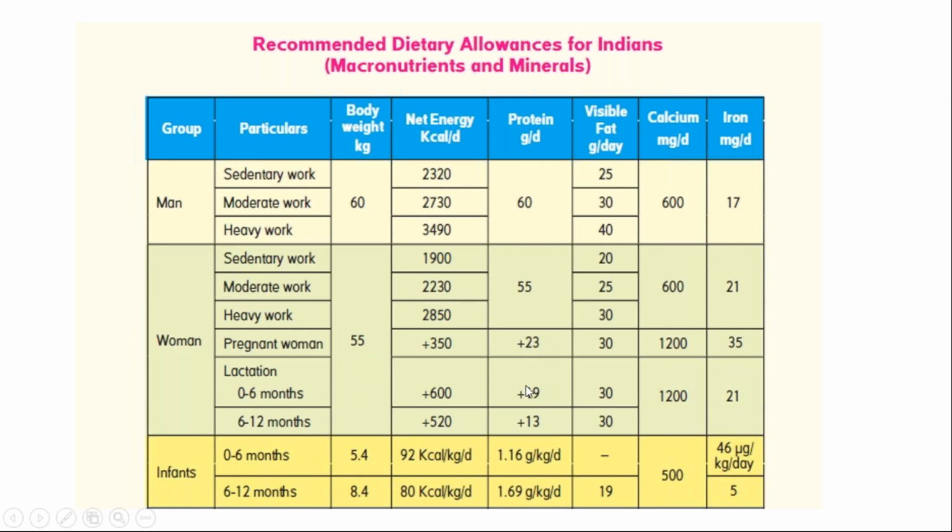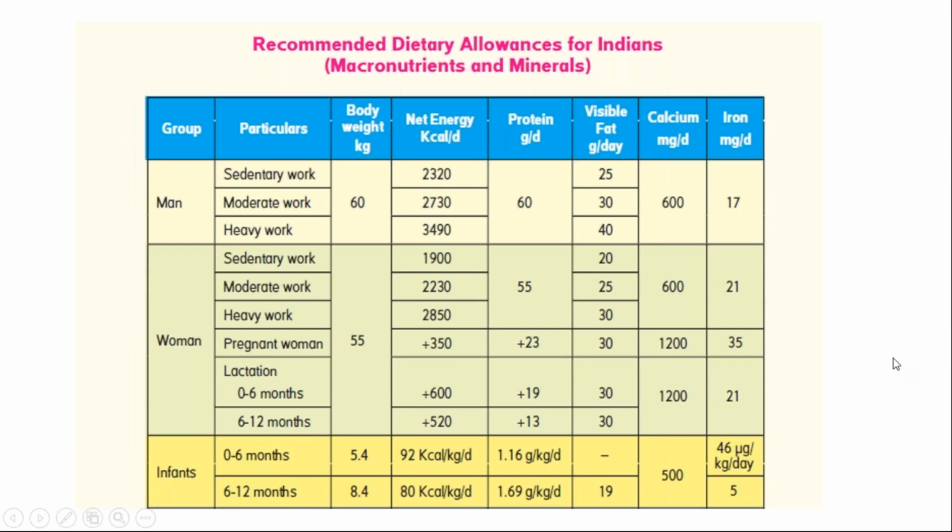And then you have infants where they have been classified into 0 to 6 months and 6 to 12 months. And this tells you that the protein is very high, 1.16 and 1.69, that is for growing.